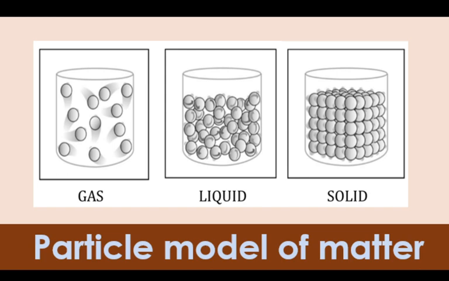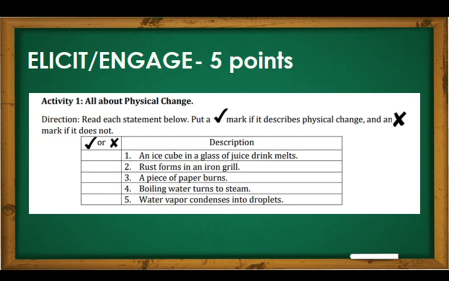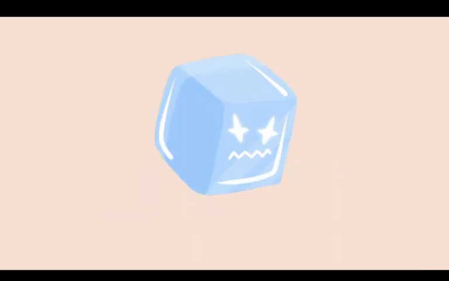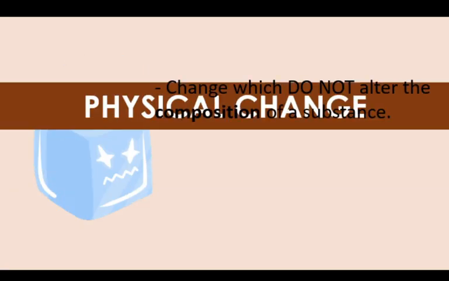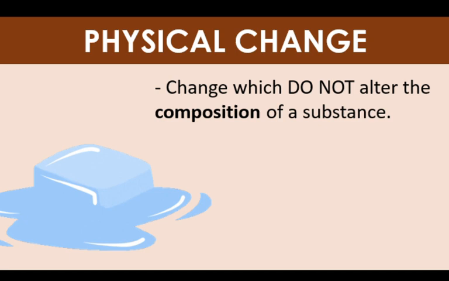in a material. Now, for recall, activity number 1 entitled All About Physical Change, you have to read each statement and you have to put a check mark if it describes physical change and an X mark if it does not. The conversion of ice to water or water to ice is a very usual occurrence. Changes like this, which do not alter the composition of a material, is called physical change.